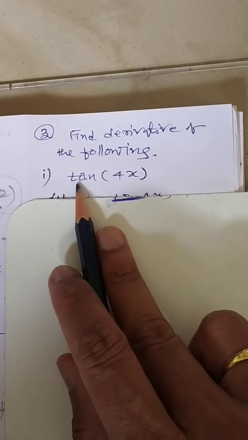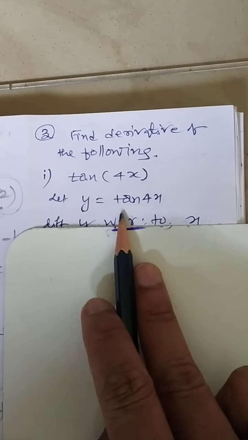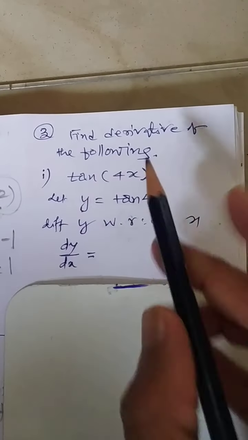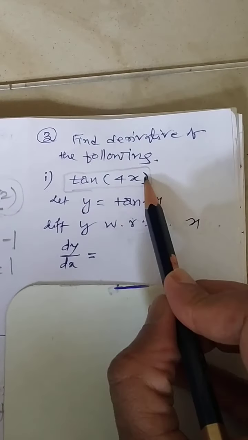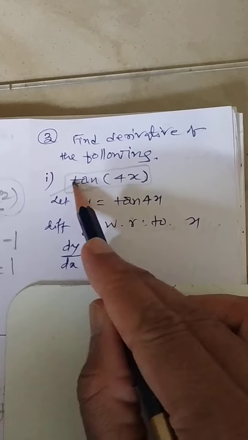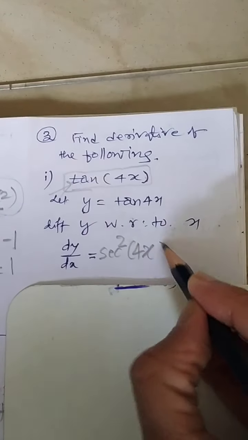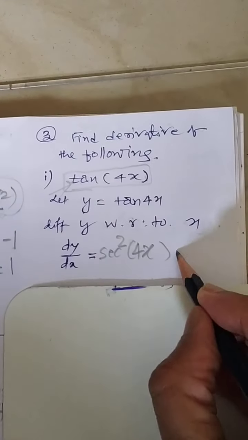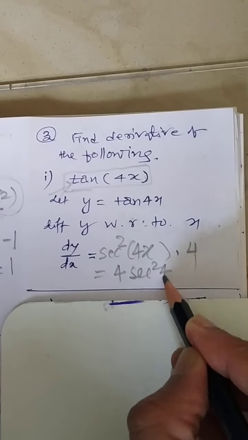The question is like, find the derivative of the following. Tan 4x. So better, make a habit of writing like this. Let y is equal to tan of 4x. Differentiating y with respect to x, dy by dx. Now if you notice, it is not simply tan x, it is tan of something. So if you remember, tan derivative is sec square, it will be sec square 4x. So far we have differentiated tan. Then derivative of 4x is 4. So the final answer is 4 into sec square of 4x.